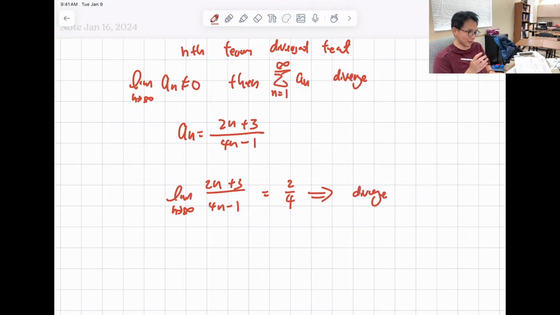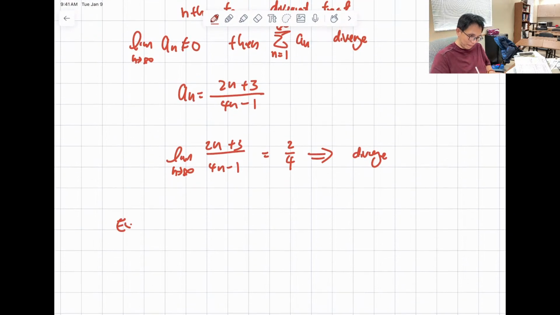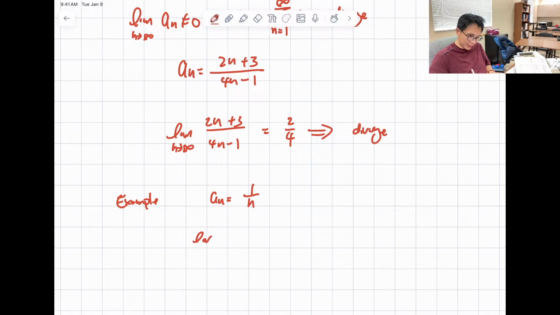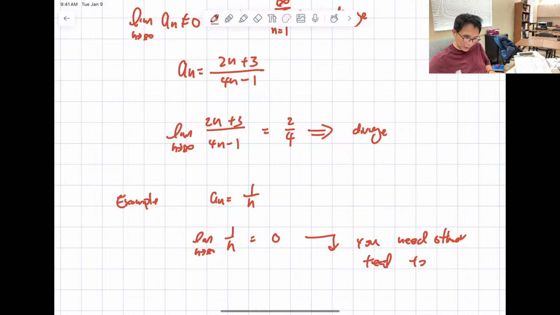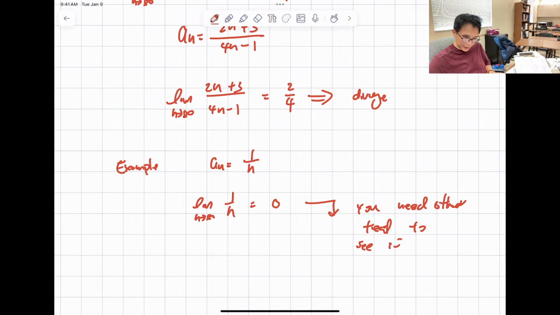It never says that. If you look here, it never says that. For example, if a_n is 1 over n, the limit as n approaches infinity of 1 over n is equal to 0. But does that prove it converges? No. That means you need other tests to see if it diverges or converges.